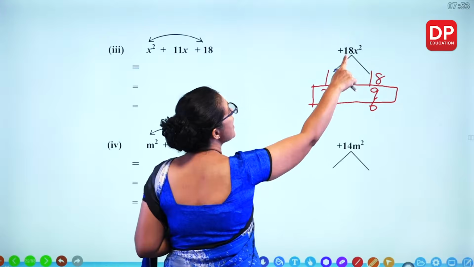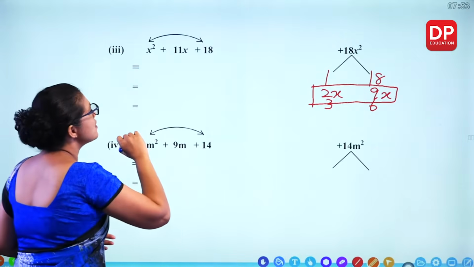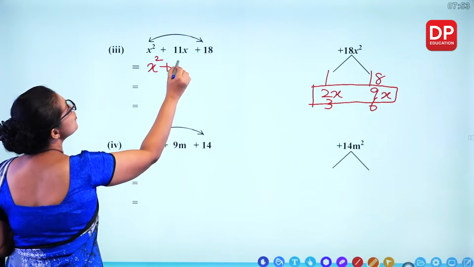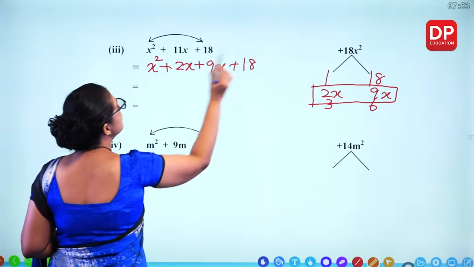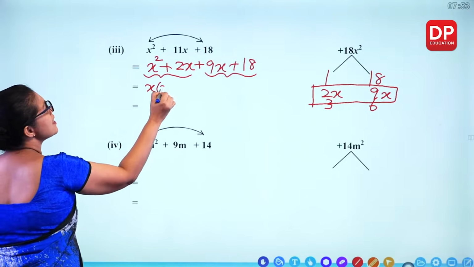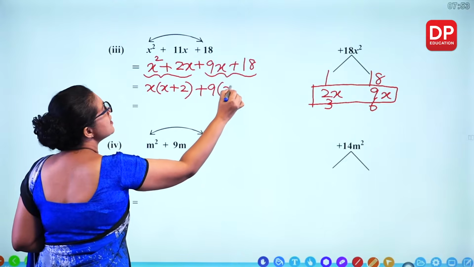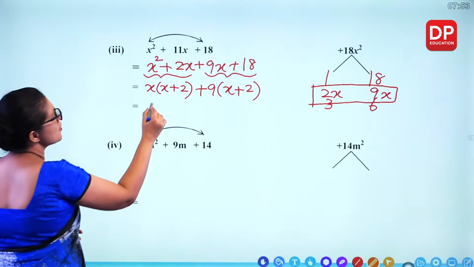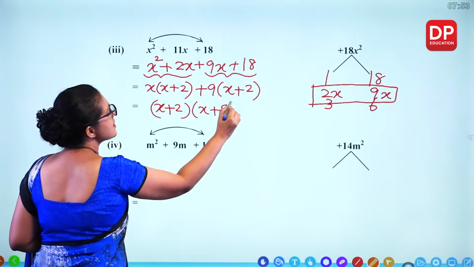So how can you write 18x squared? This is 2x and 9x. Now we'll split the middle term to 2x and 9x. Take 2 at a time and factorize. X is common, take it out, that's x plus 2. 9 is common, take it out, that's x plus 2. Now x plus 2 is common. What's the remaining part? X plus 9.